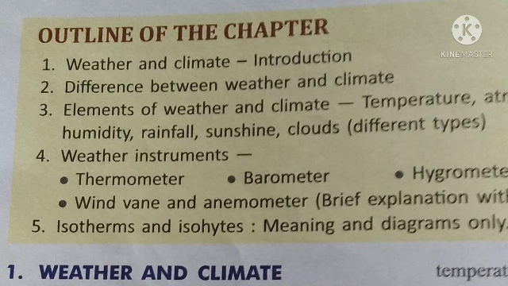Now, observation of wind speed and direction. Wind is air in motion. The factors determining the direction and speed of wind are pressure, rotation of the earth, and friction or obstacles. Determining wind direction: the instrument used for determining wind direction is called a wind vane or weather cock.